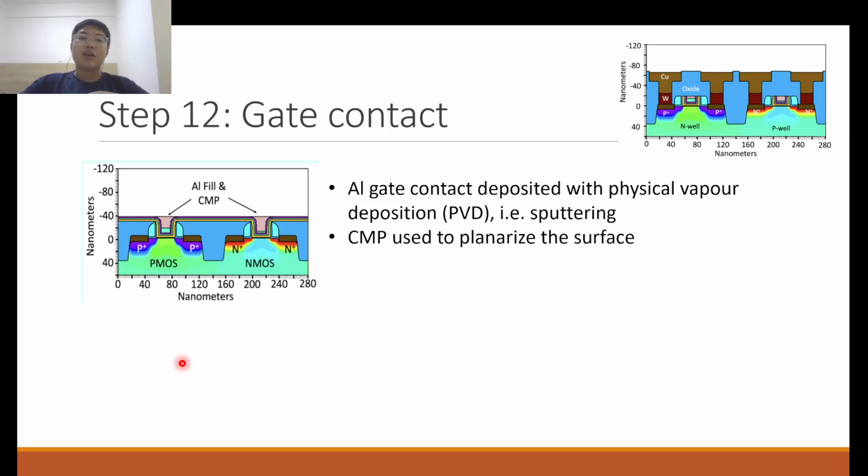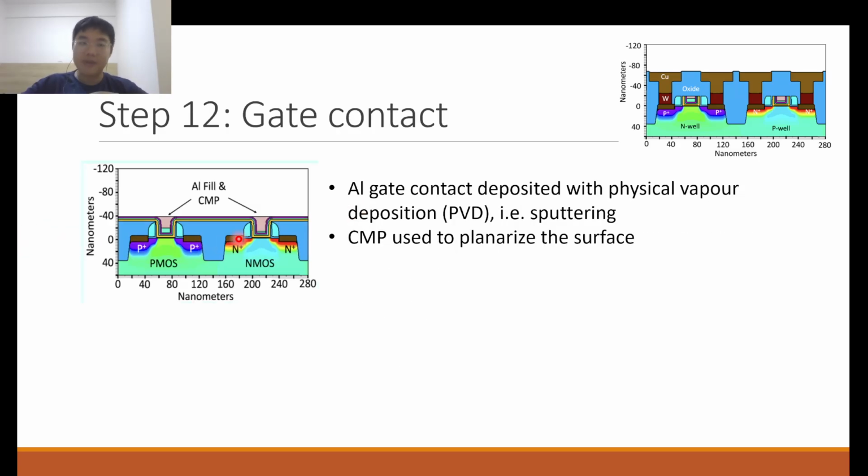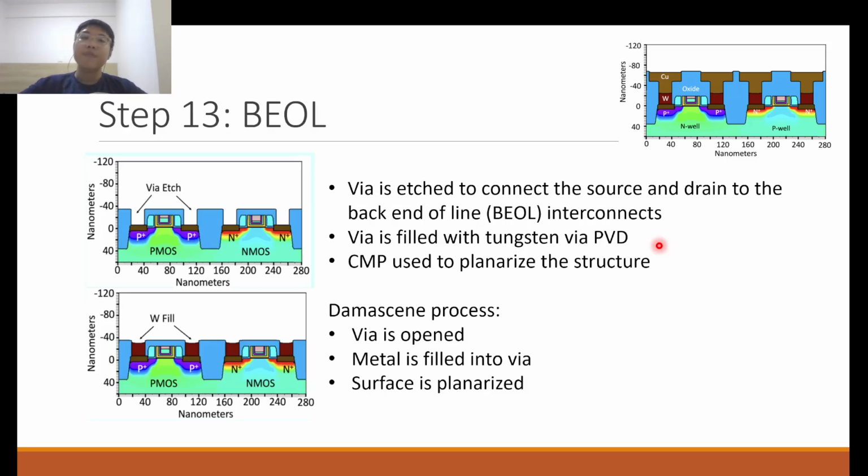Okay, so then the next is to do the gate contact. As I mentioned before, it tends to be aluminum. It can be aluminum, although it also can be other metals. But in this case, this example is aluminum, so it's deposited with PVD, physical vapor deposition. Another word for it is sputtering deposition, which we'll learn more about in a future video in this series. And then once again, CMP is our useful tool in helping to planarize the surface.